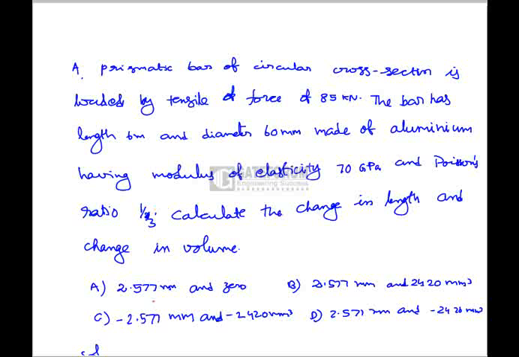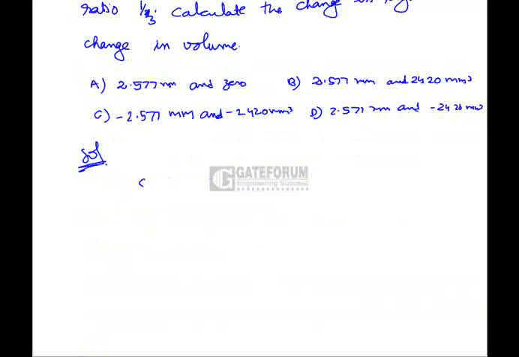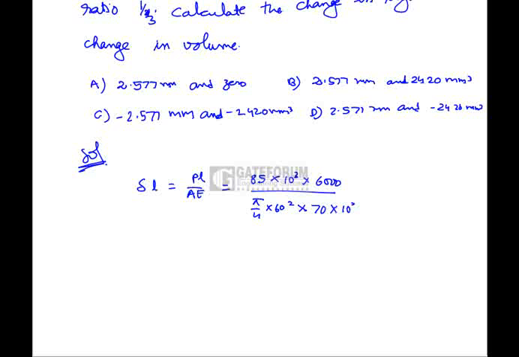So here are the options: 2.577 mm and 0, 2.577 and 2420 mm cube, minus 2.577 and minus 2420, 2.577 and 2420. Coming to the solution, it is very simple to calculate the change in length, that is delta L is equal to PL by AE, where P is the load acting on the beam, that is 85 into 10 cube, and here length is 6000 mm, and area is pi by 4 d square, and Young's modulus is 70 into 10 cube Newton per mm square. Which gives a value of 2.577 mm.